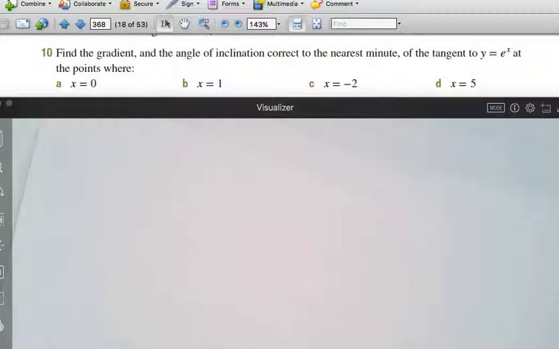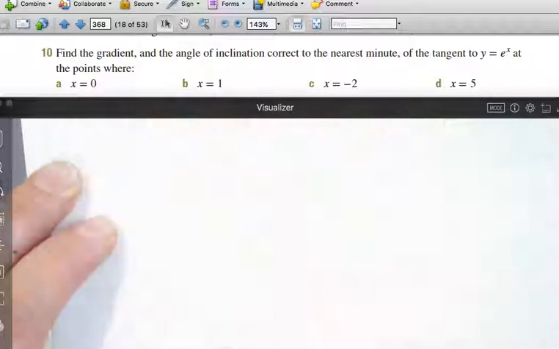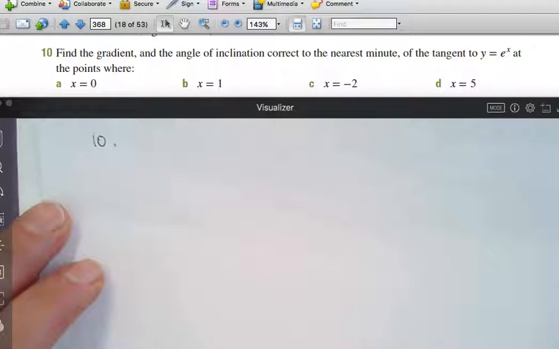Question 10 says, find the gradient and angle of inclination correct to the nearest minute of the tangent to that curve at the points where x is 0, x is 1, x is -2, and so on. We'll just do one or two of them to get the method. What do you think I should do?